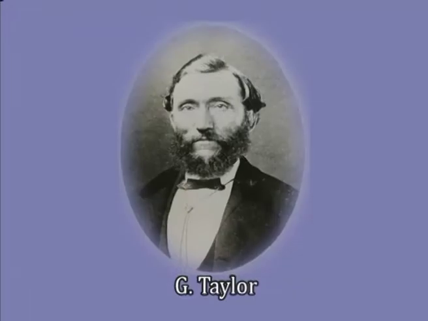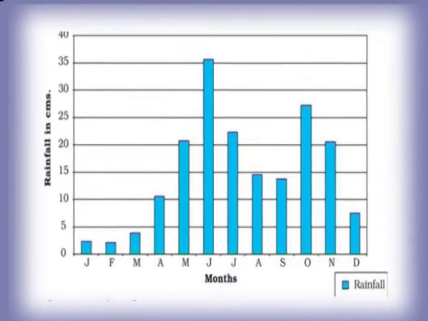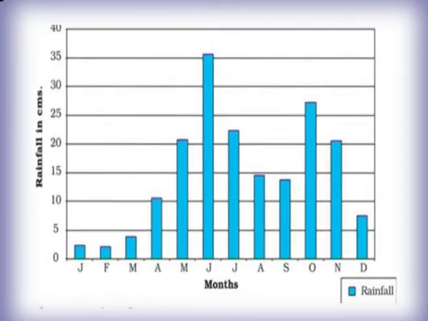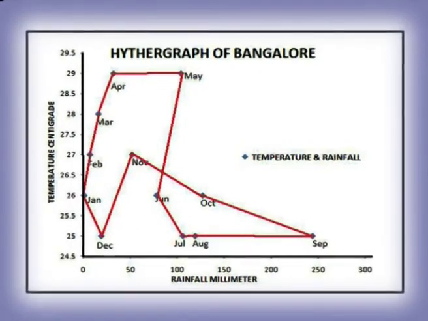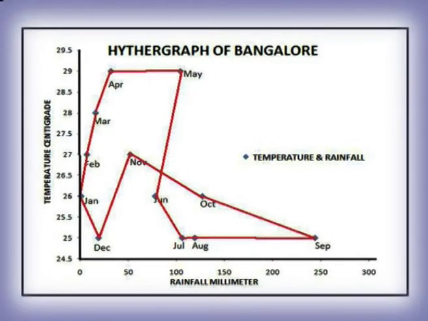Hythergraph. The Hythergraph was devised by Griffith Taylor. It is a graph similar to the climograph as defined by Race, Foster and Huntington. In this case, each of the 12 monthly points is a temperature-rainfall ratio. Here, temperature is plotted along the vertical coordinate and rainfall along the horizontal coordinate.